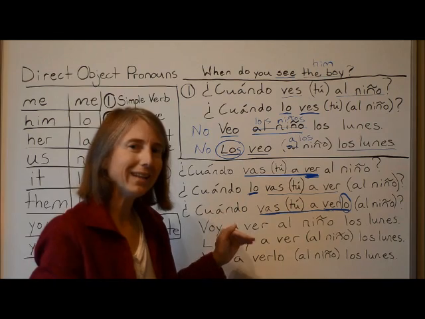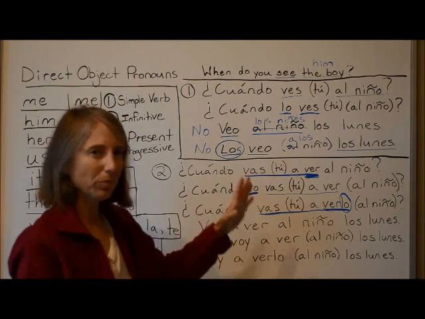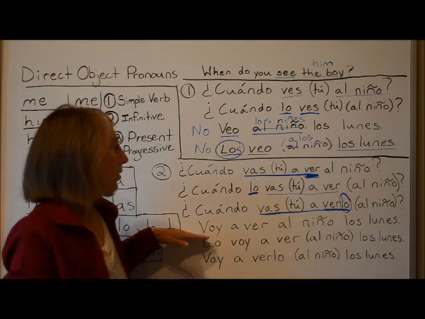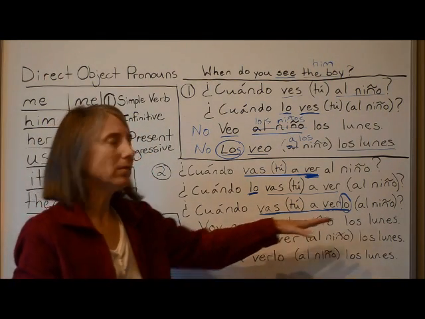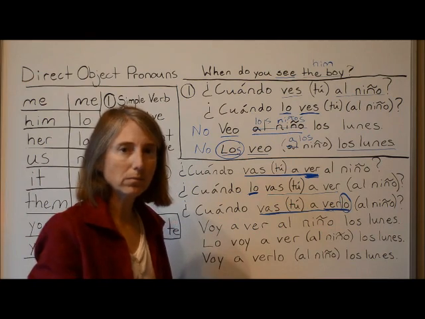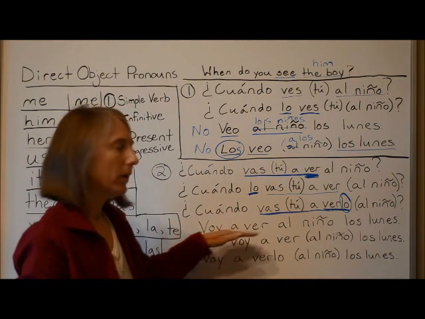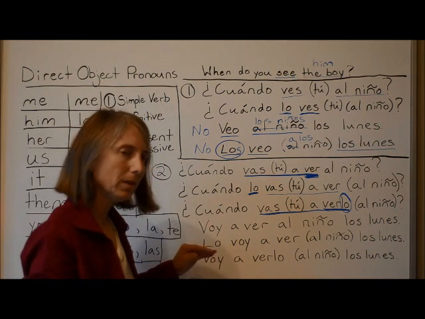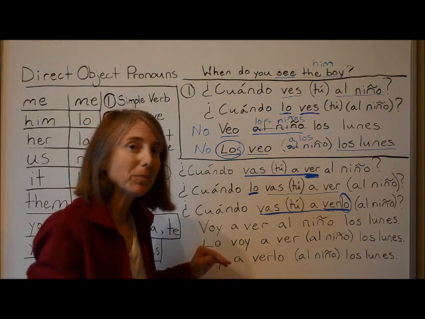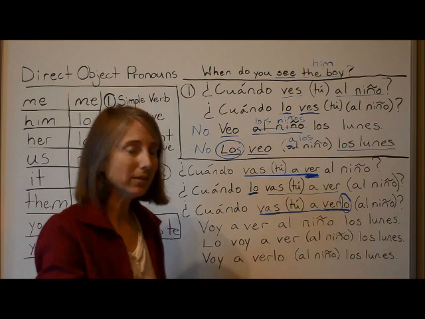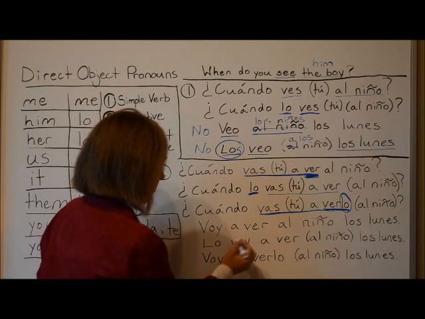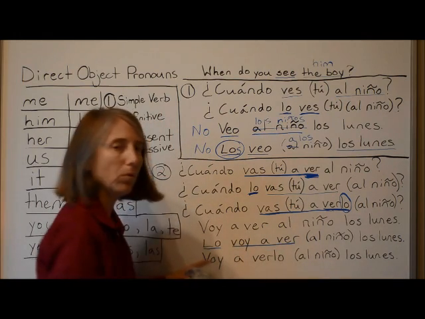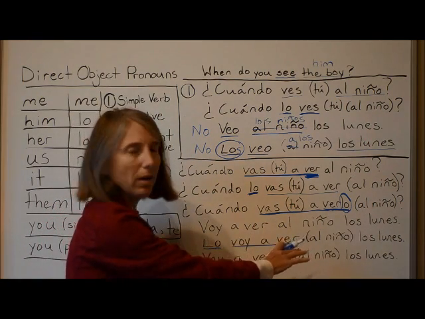If we wanted to negate, before we get to that, let's get to the answer. If we wanted to answer this question, we could say, I'm going to see the boy on Mondays. Okay? Voy a ver al niño los lunes. Again, we can take that direct object pronoun and put it right in front of the verb phrase. Lo voy a ver al niño los lunes.